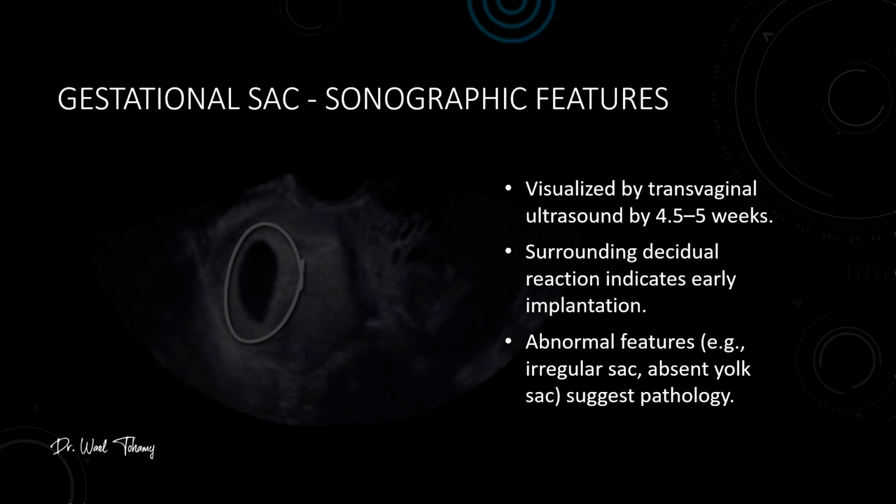On transvaginal ultrasound, the gestational sac should be clearly visualized by 5 weeks of gestation. A well-defined decidual reaction surrounding the sac confirms early implantation within the endometrium and is a key reassuring sign of a developing pregnancy. However, be cautious. Features like an irregular sac shape, thin decidual lining, or the absence of a yolk sac when expected may indicate a non-viable or ectopic pregnancy and should prompt close follow-up or further evaluation.